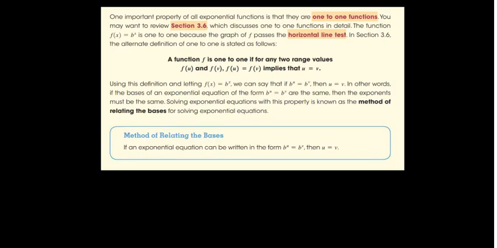starting with A, use the method of relating bases to solve exponential equations. So let's start with A. Solve the following equations. Okay, so let's go back and look at the related bases. The method of relating bases, it looks like we need to have the same base. That makes sense, right? But in A, we don't have the same base, so that's going to be a problem.